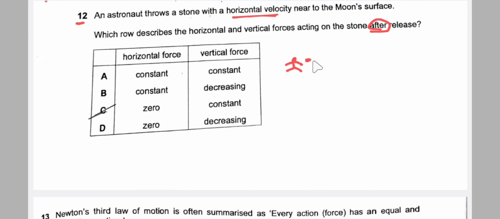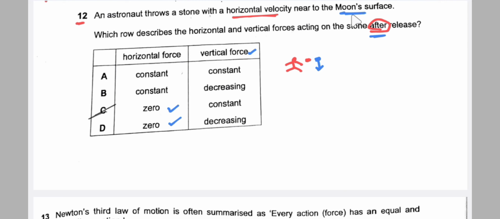So he throws the stone horizontally, and after throwing, that is after release, that means suppose at this point he has released this stone. So here we can say that no horizontal force is acting, since he has already released, and no other force is acting in the horizontal direction, so the horizontal force is 0. But what is the vertical force? So for this stone, we know that there is some gravitational field strength on the moon's surface.